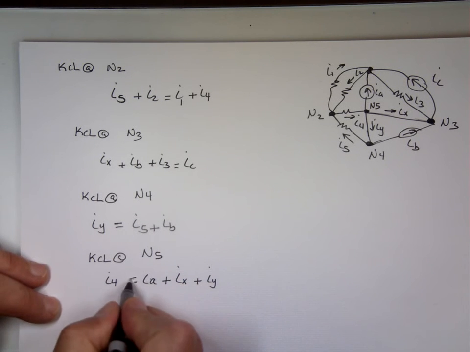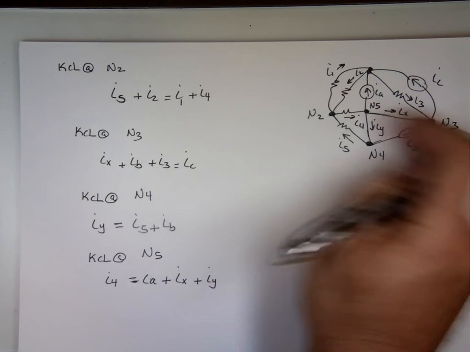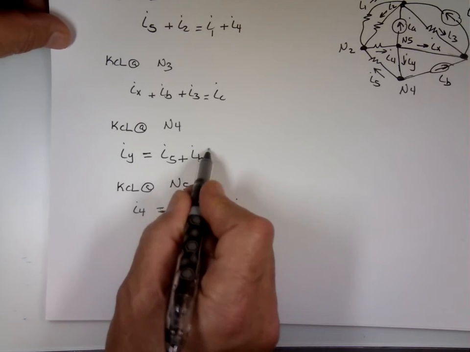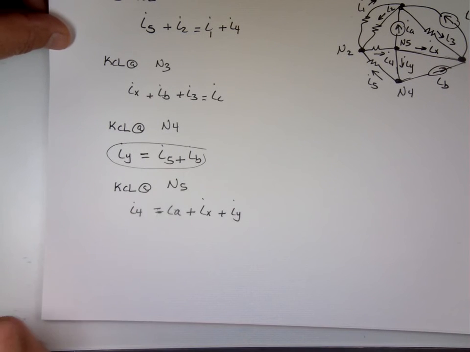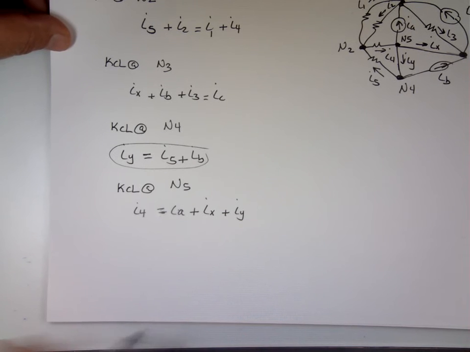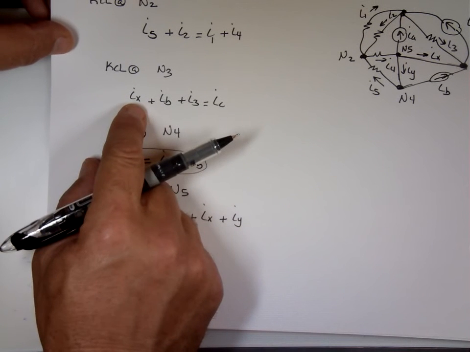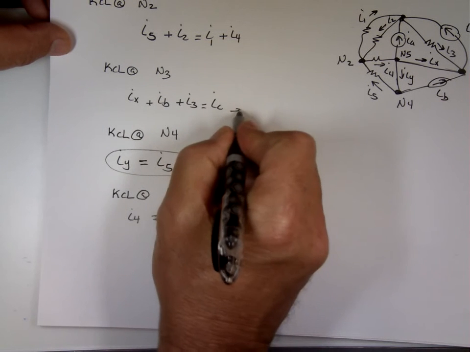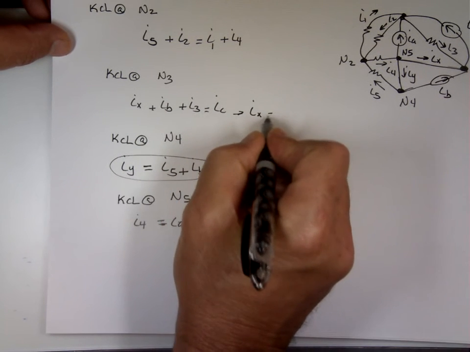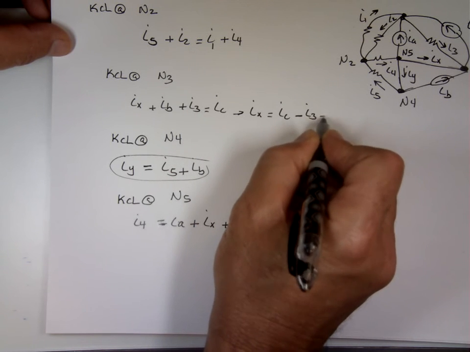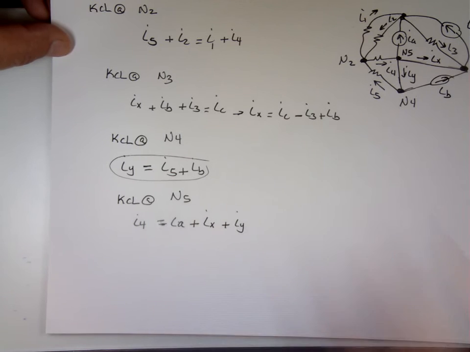You'll see why we treat that as one node. Remember that equation? Let's look at I sub y. What is I sub y equal to from this equation? I sub 5 plus I sub b, right? Let me find out what I sub x is equal to here. What is I sub x from this one? Isn't that I sub c minus I sub 3 minus I sub b? Minus I sub b, yes.